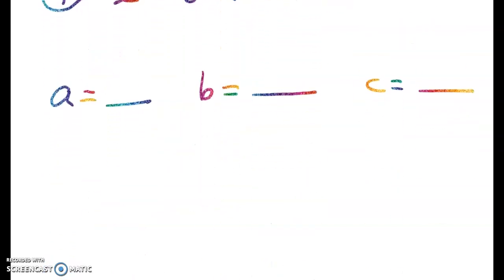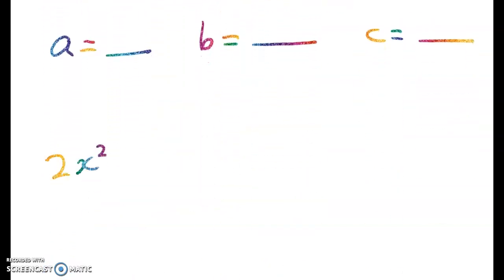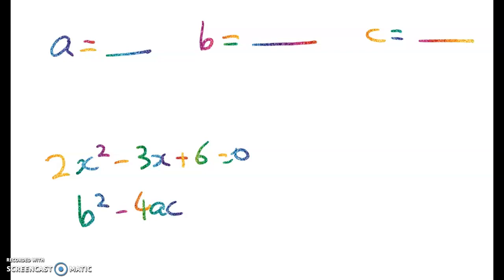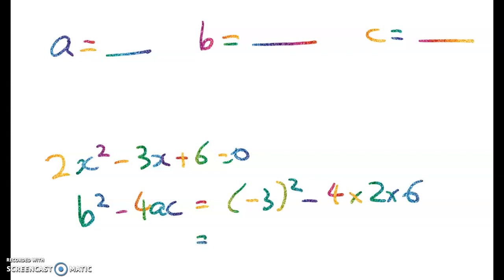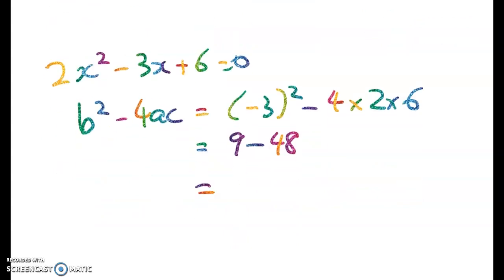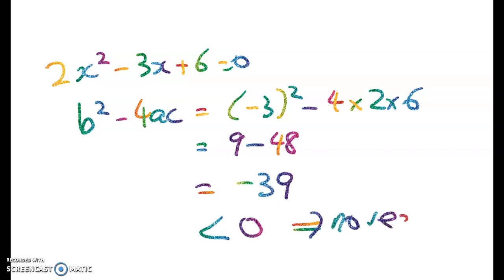Okay, number 2, 2x squared minus 3x plus 6 equals 0. b squared minus 4ac is equal to negative 3 squared minus 4 times 2 times 6, which is equal to 9 take away 48. Again, it's a negative number, so we say that it's less than 0, therefore there are no real roots. Right, so look, these are pretty easy once you get the hang of them.